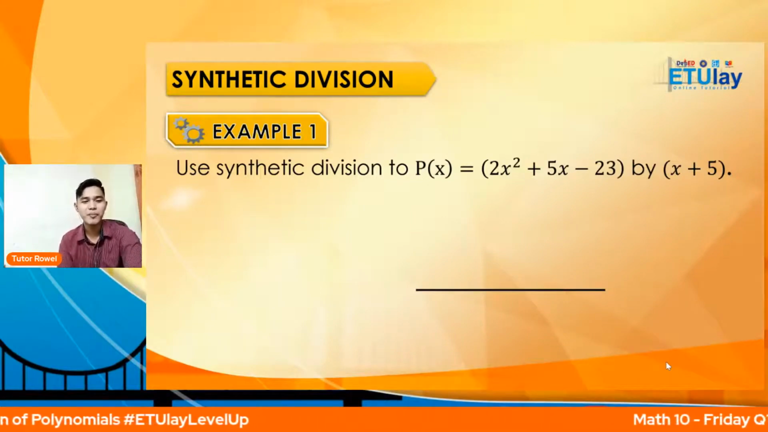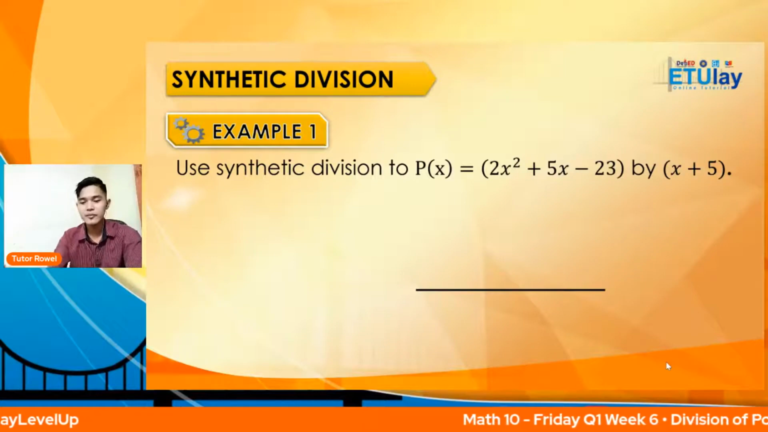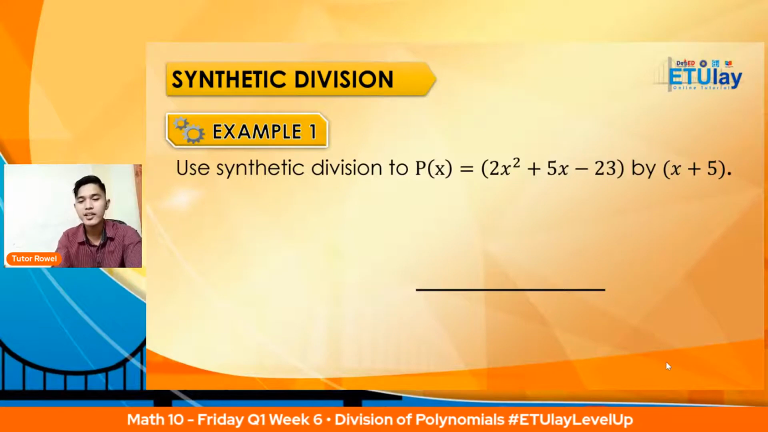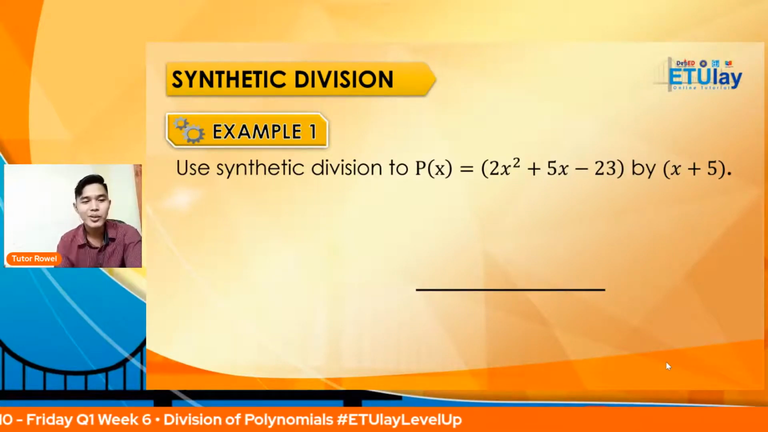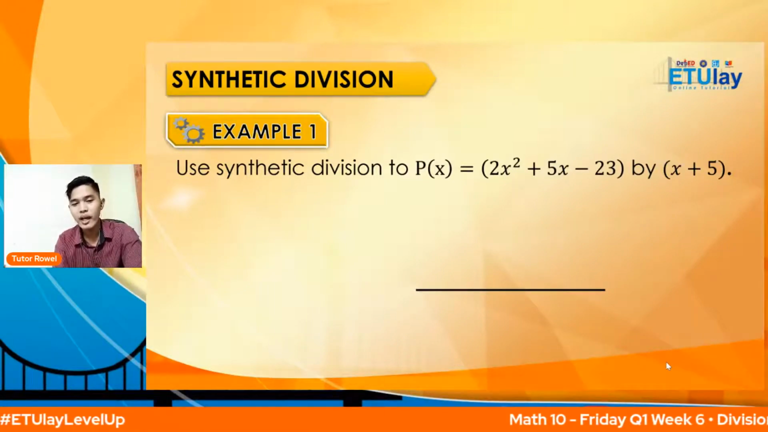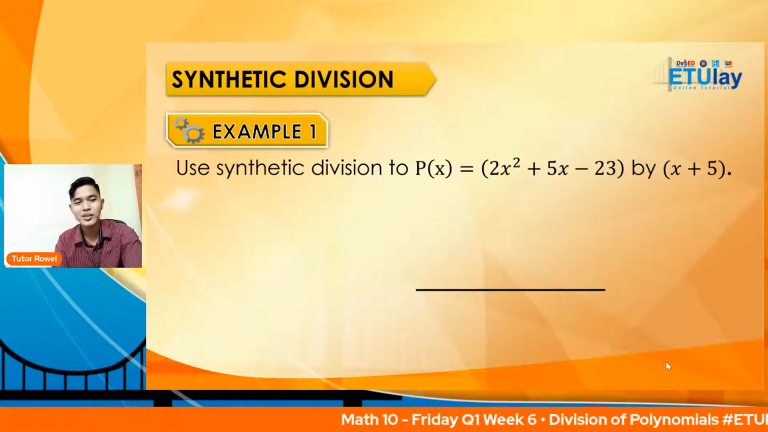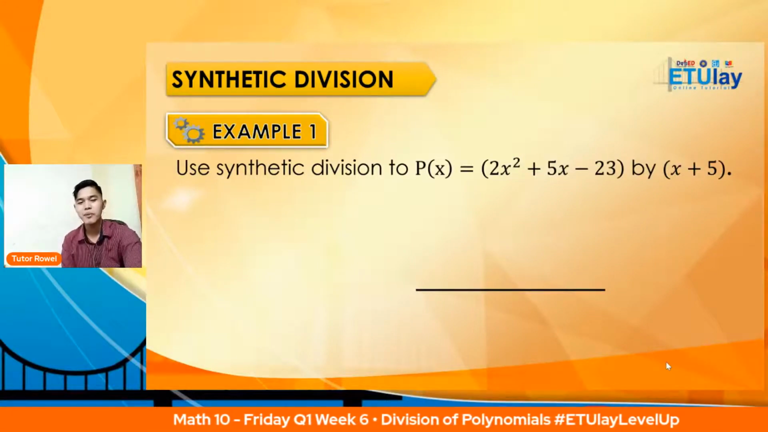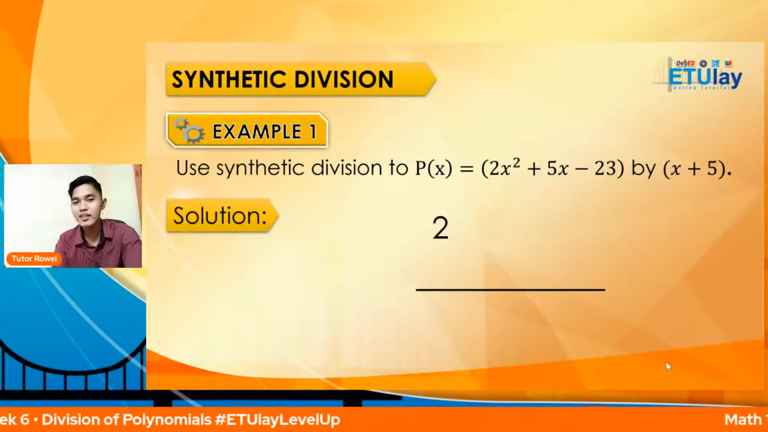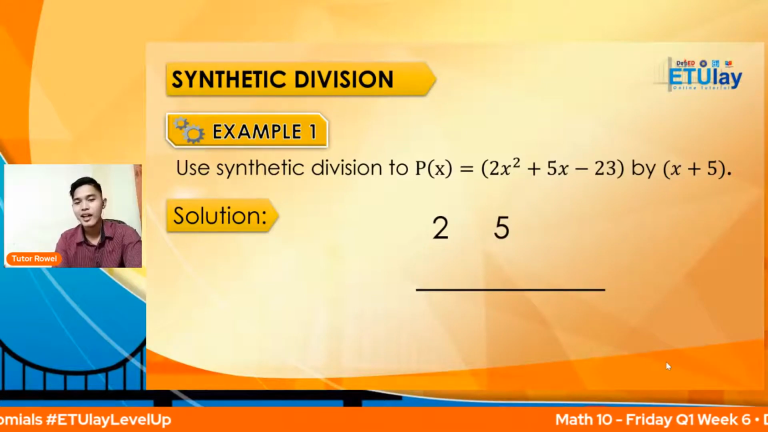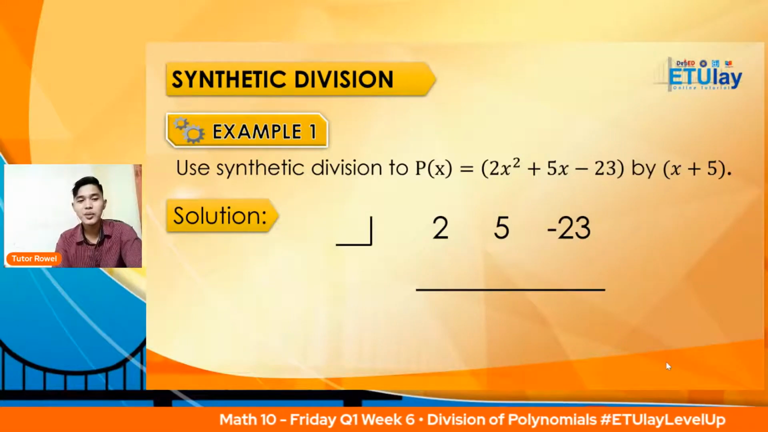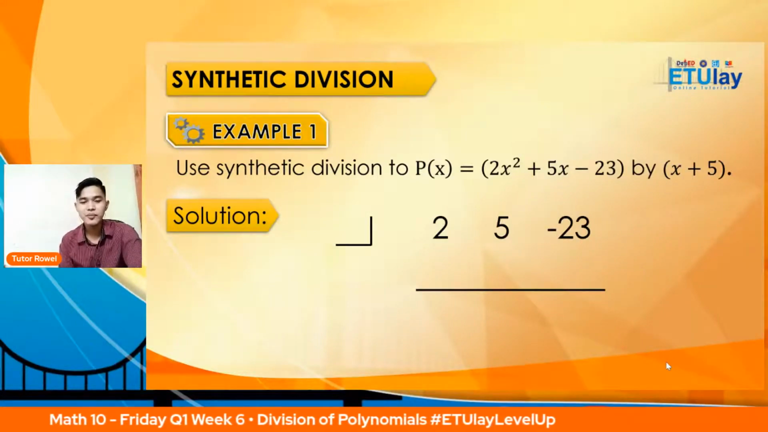by x plus 5. So reminder, the first thing to do is write the numerical coefficients. But they must already be arranged in descending order. Looking at the exponents, they are arranged, from square to 1 to 0. That means there is no x. So that's okay. Now we write the numbers. For 2x squared, the number is 2. For 5x, the coefficient is 5. Copy negative 23. That is for the first row. Also, we will place the divisor.